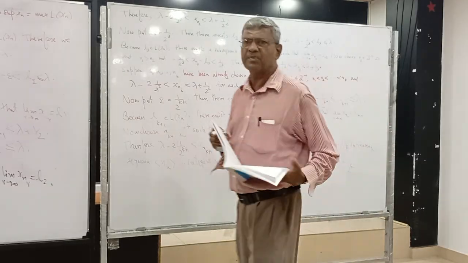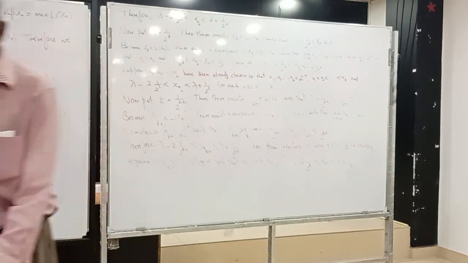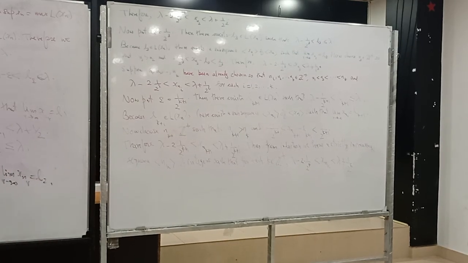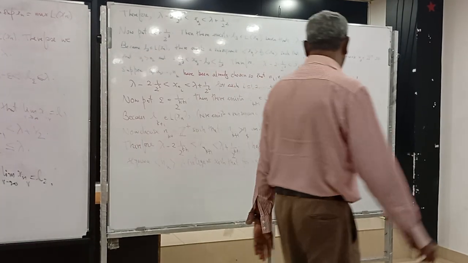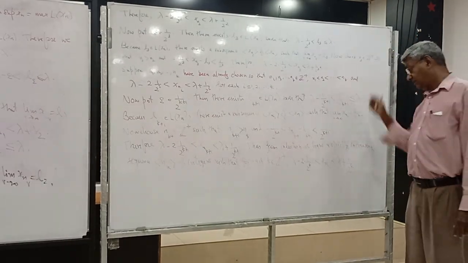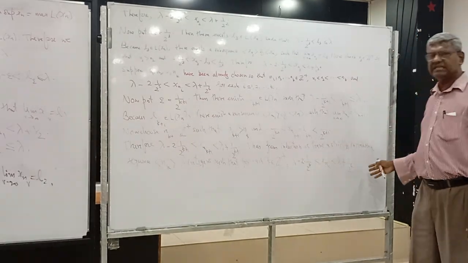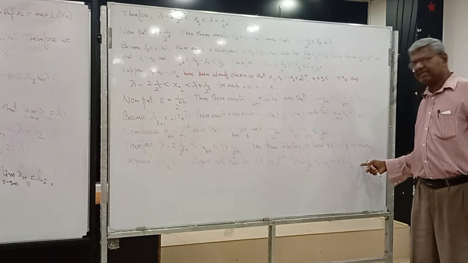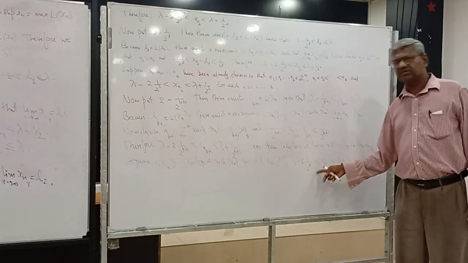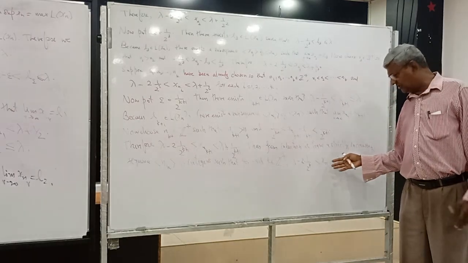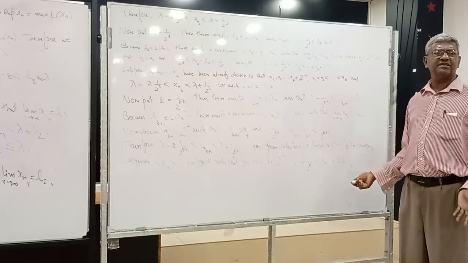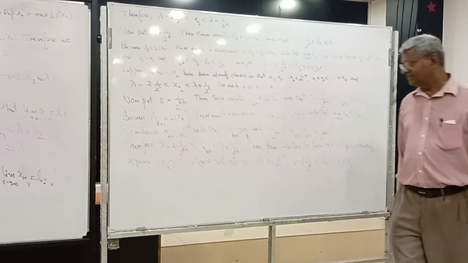Now you know the rest of the proof, no? Up to here is it clear? Now for each k, you have a term x_{n_k}, and the n_k's are strictly increasing, satisfying this condition. You know the limit of this is lambda, the limit of this one is also lambda. By the squeeze theorem, this one has a limit and that limit is also lambda.